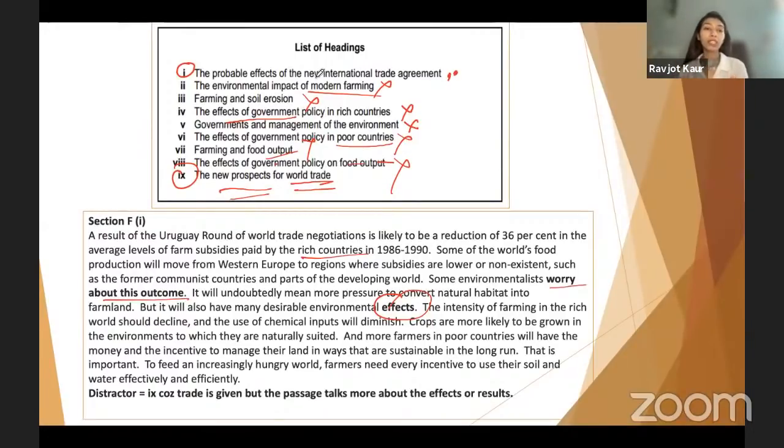Okay, so please do read this paragraph and try to eliminate one of these, first or ninth, the best suitable option you're going to select. Look at the paragraph, see if they're talking about new prospects only for world trade, or if they're talking about the probable effects of the trade agreement. Those who gave first as an answer, congratulations to you.